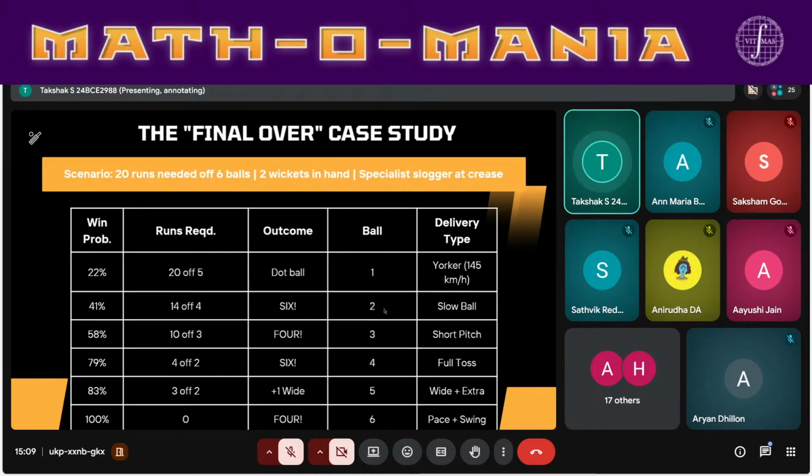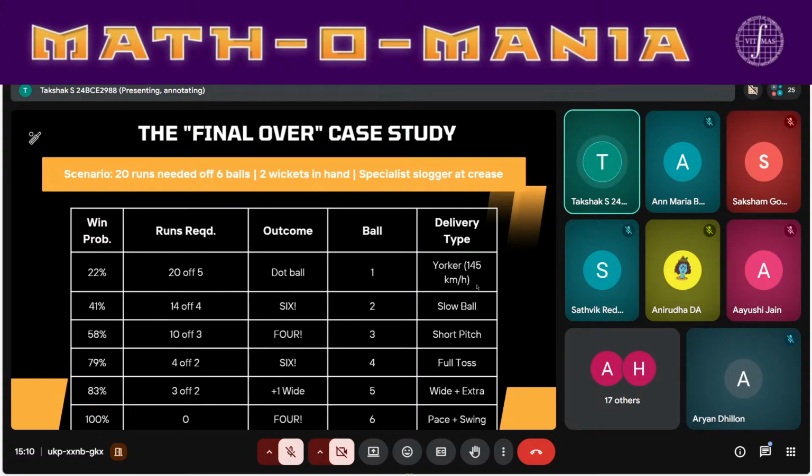The scenario here is 20 runs needed off 6 balls, and we have 2 wickets in hand, and the batter is a specialist slogger. Meaning he's a lower order batter who is not technically refined but has the physical power to hit sixes. The bowling team needs the wicket urgently but also cannot afford boundaries. So let us go through this ball by ball, and see how the win probability evolves.